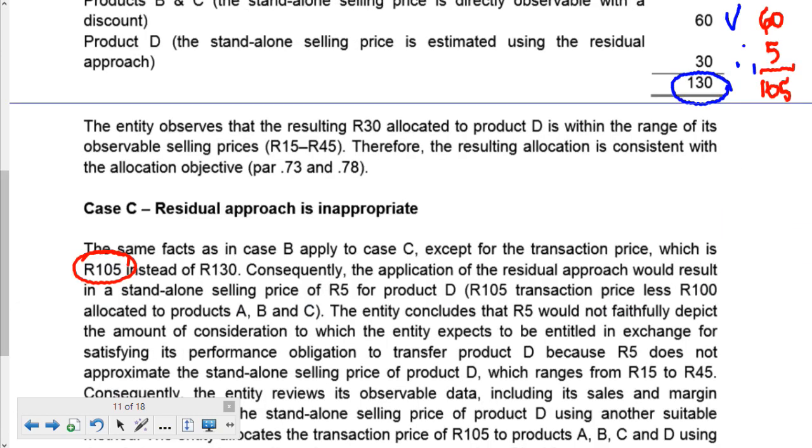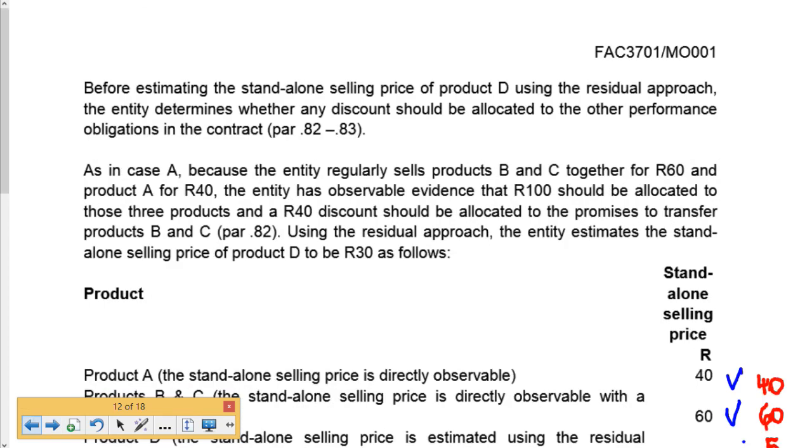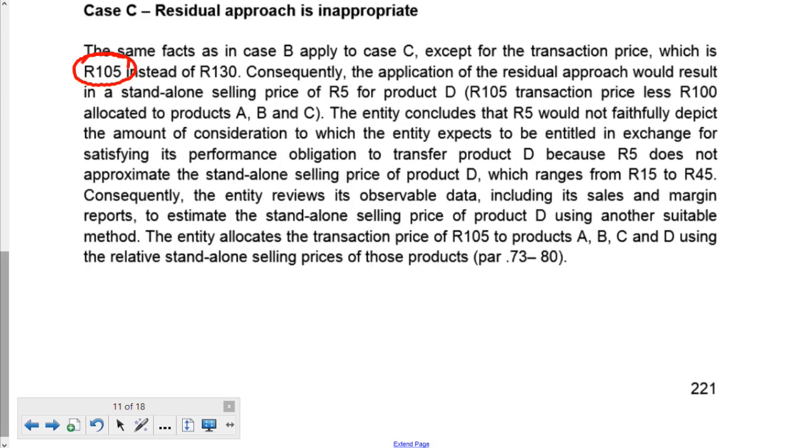So when the residual doesn't work out like that, it says the entity concludes 5 Rand would not faithfully depict the amount of consideration, then we have to look at a different way of trying to do the allocation. What they do is they go back, or they would have to try and find a basis and go back to selling prices. So they would have to try and identify or approximate a standalone price for D using another method. So that's what they'll end up saying.